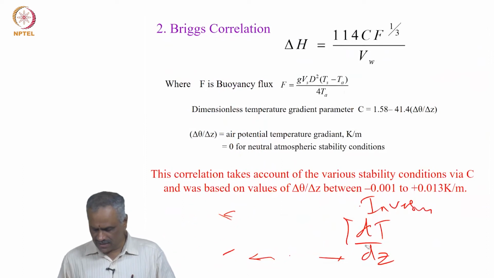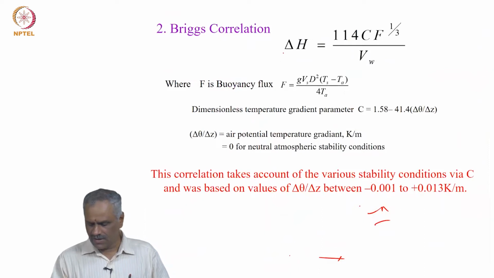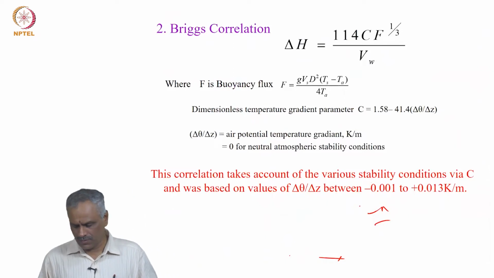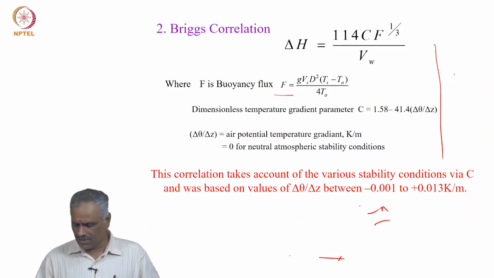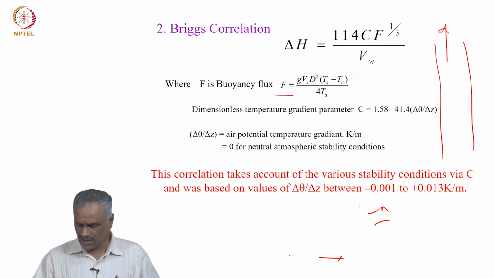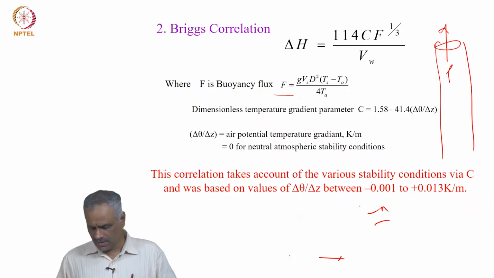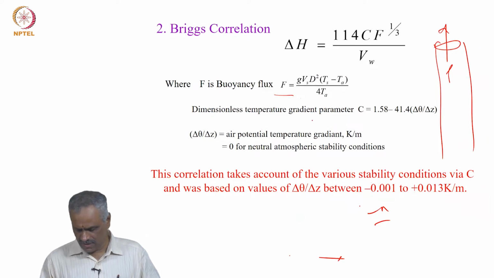The next one is the Briggs relations. This is given by this equation: delta H is equal to 114 C F to the power of 1 by 3 and VW. Here F is the buoyant heat flux. Buoyancy, as I just mentioned, is because of the density difference, it moves up into the atmosphere. So the buoyancy flux is given by this equation: g Vs d square (Ts minus Ta) by 4 Ta.